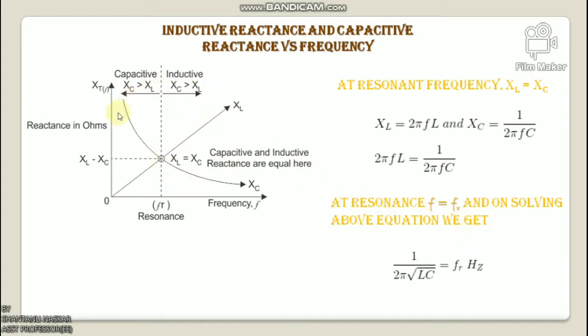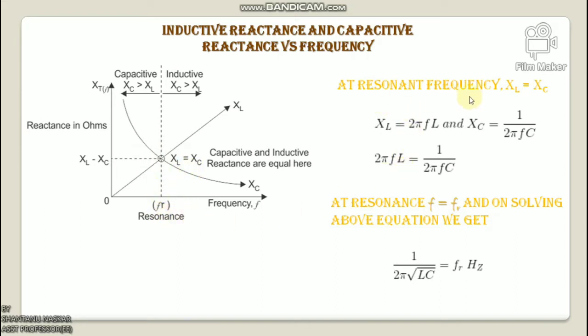Now if we plot a single graph of inductive reactance versus frequency and capacitive reactance versus frequency, then there must occur a point where these two graphs cut each other. I am talking about this point. At this point the two graphs cut each other. So at that point of intersection, the inductive and capacitive reactance become equal, and the frequency at which these two reactances become equal is called resonant frequency Fr. Okay, so now the idea of resonant frequency Fr is clear.